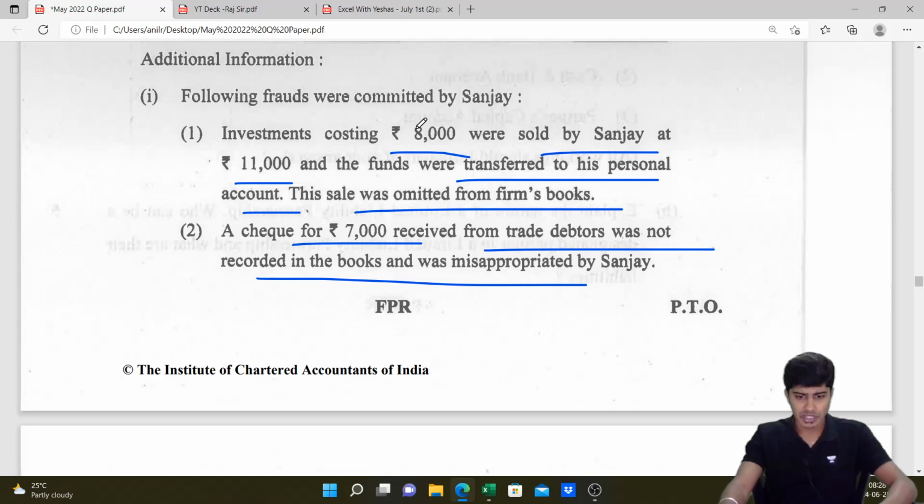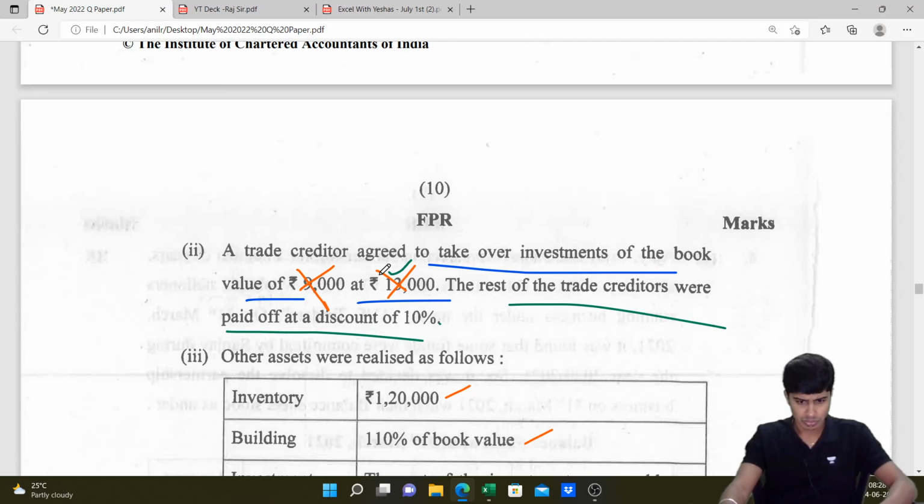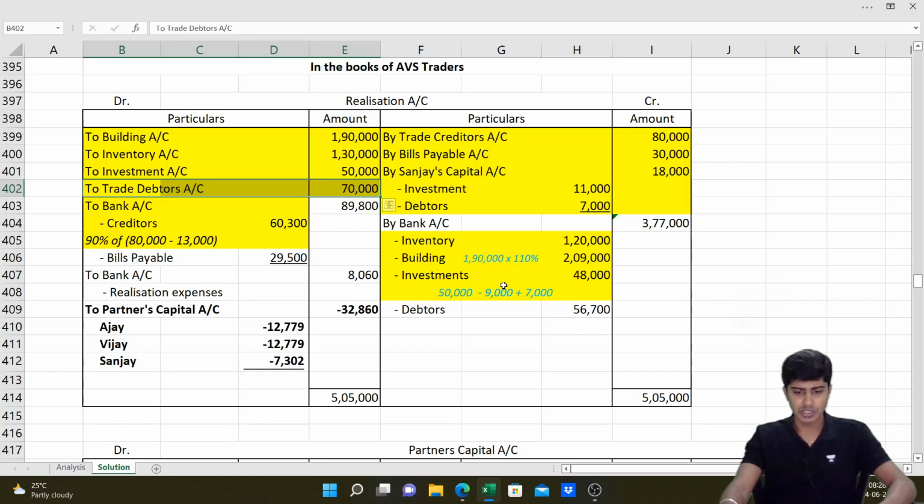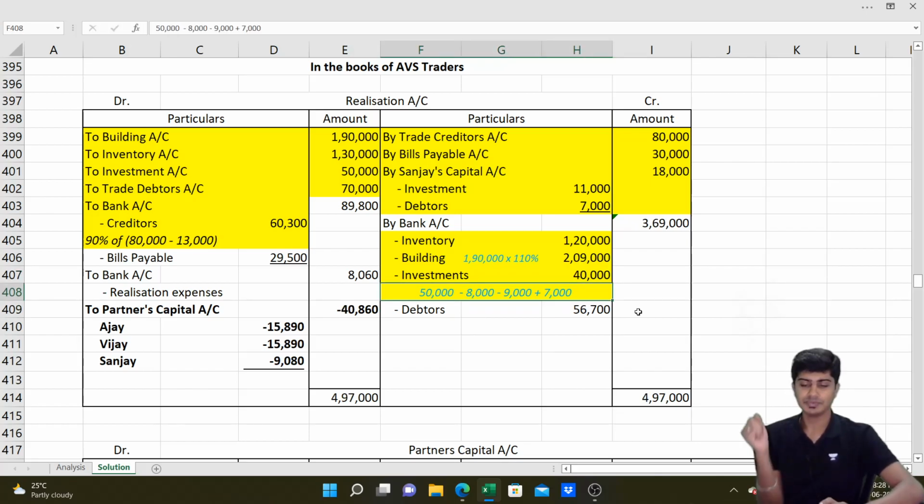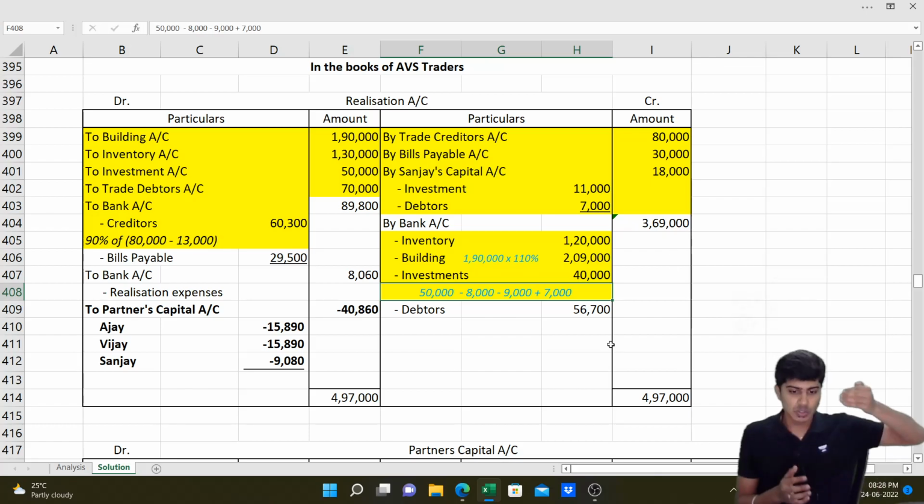Oh, investment is 8,000. Investments costing 8,000 were sold. Oh, there is minus 8 here also. There is one more, minus 8 here. Once they sold 9,000 worth investments, once they sold 8,000 worth investments. So this becomes 40. 40 is actually correct. They had 50,000 worth investments. First they sold 8,000, then they sold 9,000.